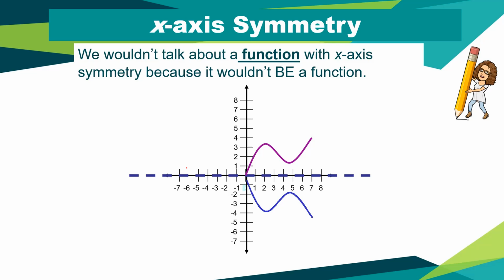Because remember that vertical line test that you learned about long, long ago in Algebra 1, in which if I can graph a vertical line, and I touch a function twice on that line, you do not have a function. And we're only talking about even and odd functions today. So x-axis symmetry is not something we're focused on today.